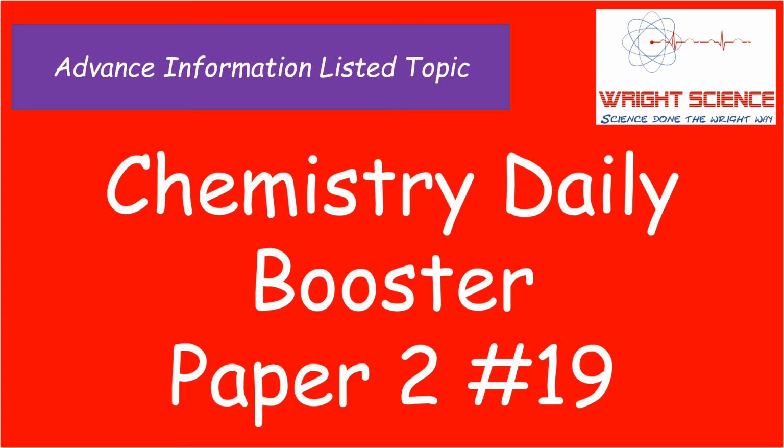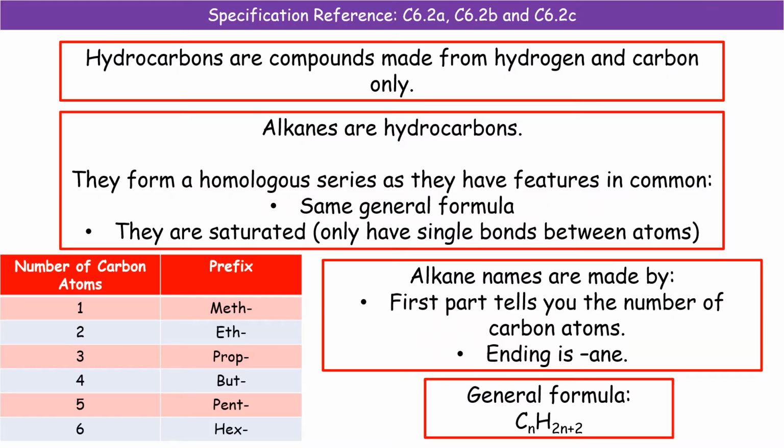This is number 19 in our series for paper 2 and it is on the advanced information for both foundation chemistry and higher tier chemistry. What we're going to do then is start looking at the organic chemistry section.